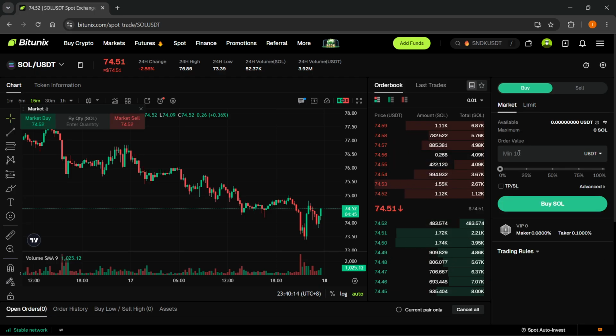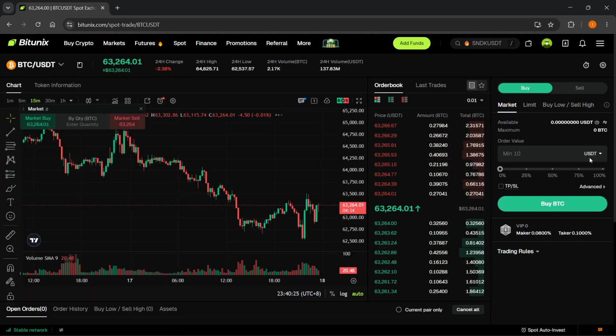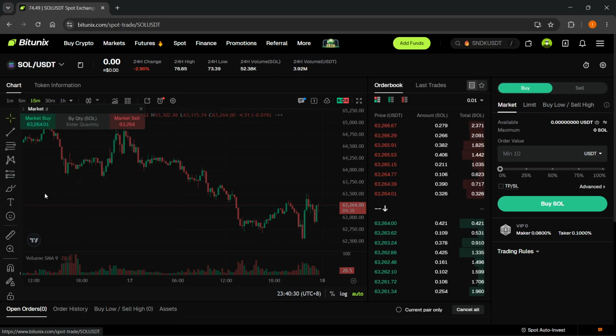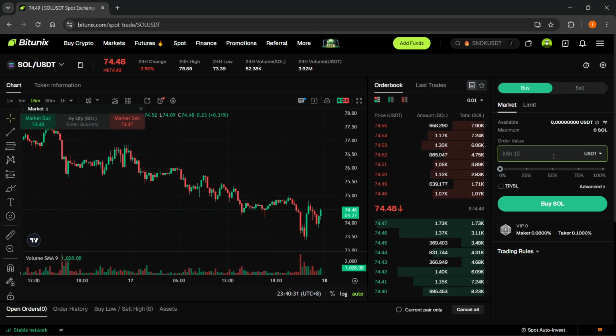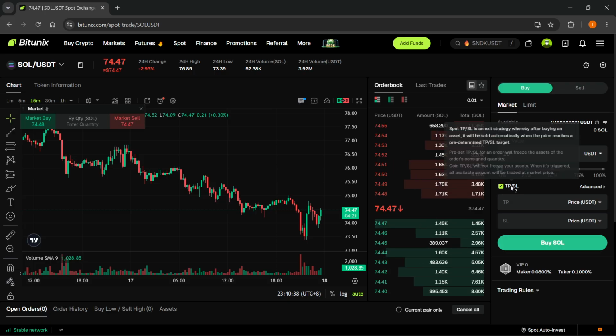Here you have to select the order value, so you can do it either in USDT or of course the other pair, which is trading right now. So I can do it in Solana or USDT. But if I change this to something like Bitcoin, I'll be able to do Bitcoin or USD. So again, it's completely up to you, whatever you are trading. I'm going to go with 10 USD over here, and then you can of course add take profit and stop loss here as well if you want to by clicking on the check mark.